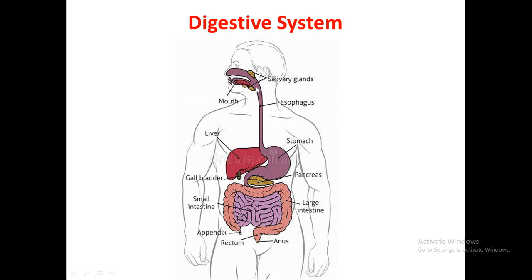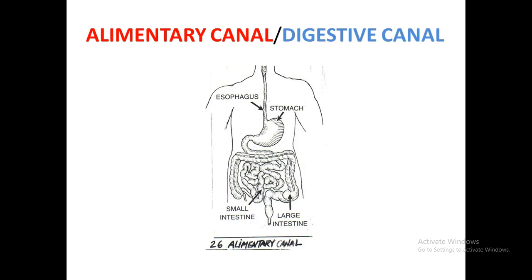In the next picture you can see clearly the alimentary canal or digestive canal. In the previous picture we saw one canal starting from the mouth and ending in the anus, along with the glands. If we ignore the glands, we have only one part which starts from the mouth and ends in the anus. This long canal is known as the alimentary canal or digestive canal.